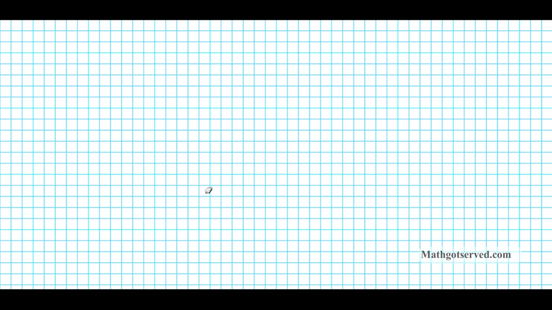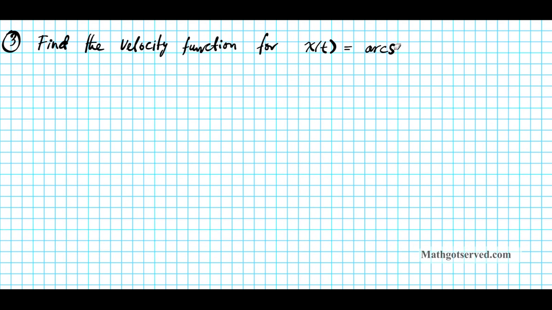All right, let's take a look at question number 3. So for question 3, we're going to find the velocity function for the position function x of t equals the arcsecant of 4t to the 4th power.